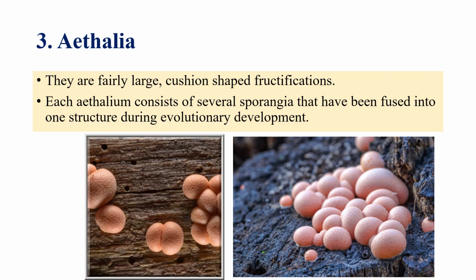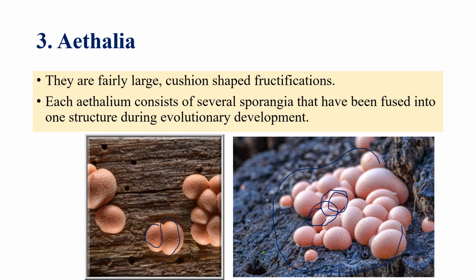Next one is aethalium, an aethalium kind of sporulating structure. If you see here, it is actually a cushion-shaped fruiting body. All these cushion-shaped fruiting bodies, the fructifications, try to fuse. We can also say some kind of fusing, but we can differentiate it.